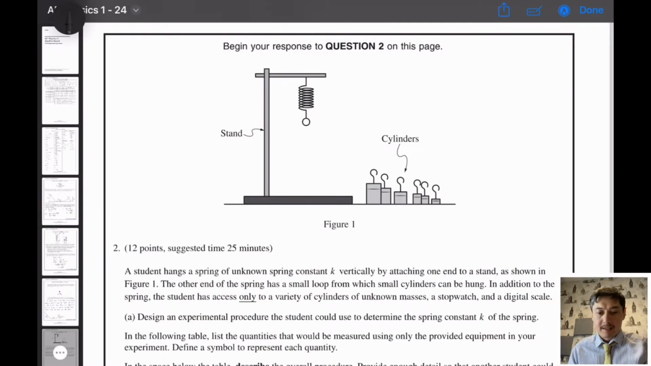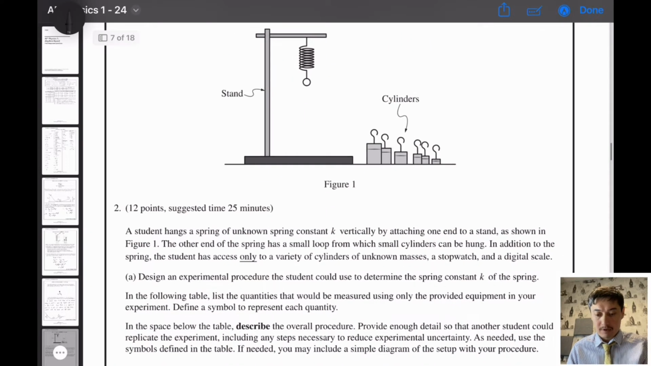All right, this is free response question number 2. Here's the problem statement. You can see the figure above and we can understand that this is an experimental problem. So let me read the problem statement quickly. A student hangs a spring of unknown spring constant K vertically by attaching one end to a stand as shown in figure 1. The other end of the spring has a small loop from which small cylinders can be hung. In addition to the spring, the student has access only to a variety of cylinders of unknown masses, a stopwatch, and a digital scale.